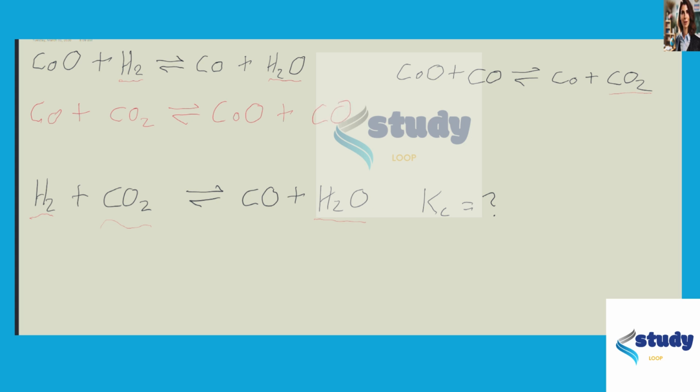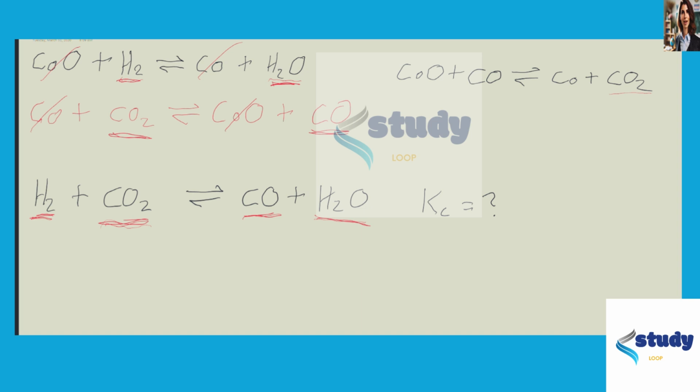When we do this, we see that the cobalt cancels. We also see that the cobalt oxide cancels. And we end up with H2 and CO2 as reactants. And that gives us CO and H2O as products. So we added the first two reactions together to get the bottom one.